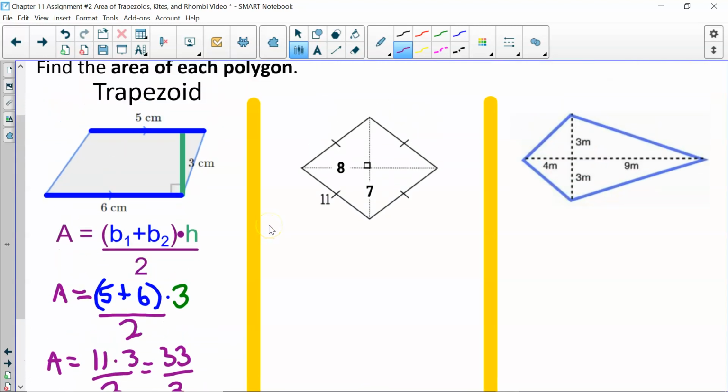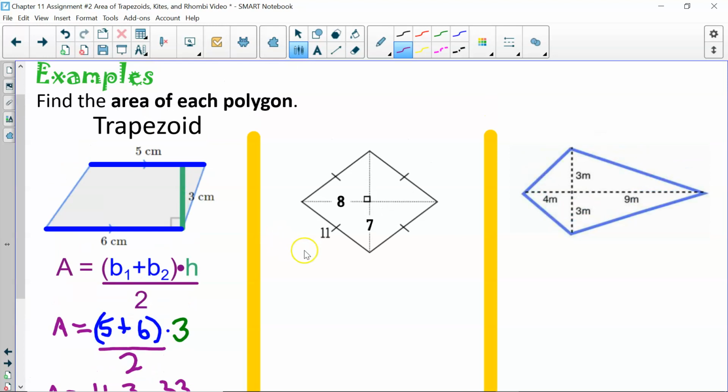All right, let's move on to the second diagram. In this diagram, I have a quadrilateral where all 4 sides are marked as congruent. So I know that that is a rhombus. And the formula for the area of a rhombus is d sub 1 times d sub 2 divided by 2. Now, one of the properties that you would need to remember for a rhombus is that the diagonals are perpendicular, and they're marked as perpendicular, but they also bisect each other.